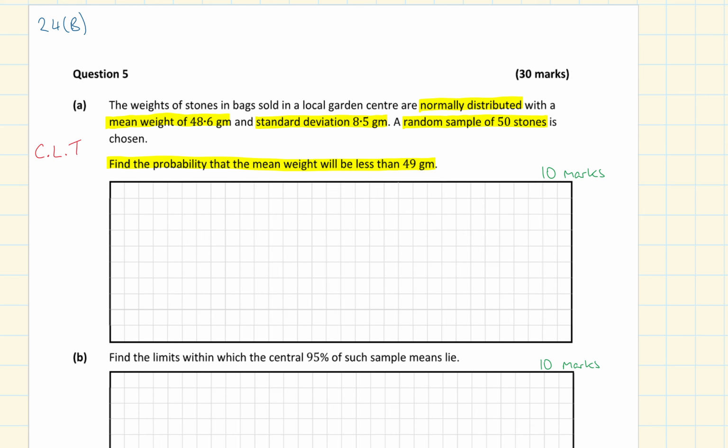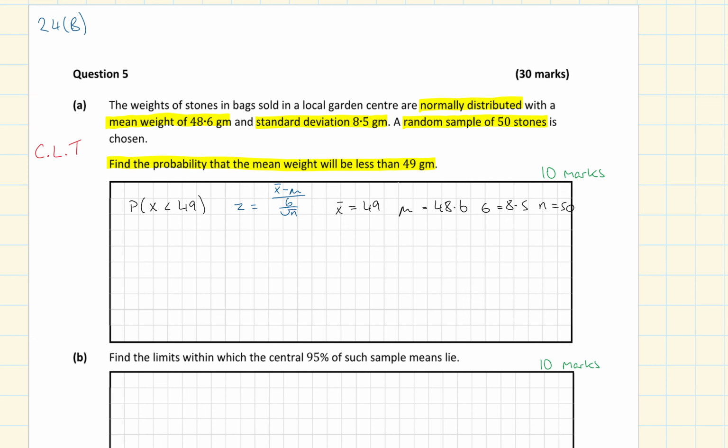So what we're being asked to find is the probability that x is less than 49. We're going to convert that x value into a z-score, and because it's central limit theorem, our formula in the log tables is x minus mu over your standard deviation divided by root n. Your x value is 49. The mean, they tell us, is 48.6. Standard deviation of 8.5. And a sample of 50.